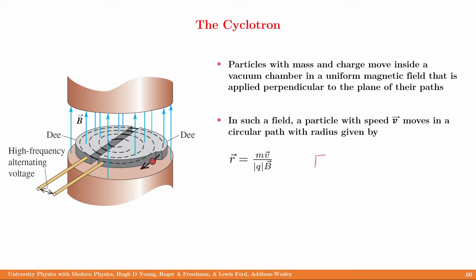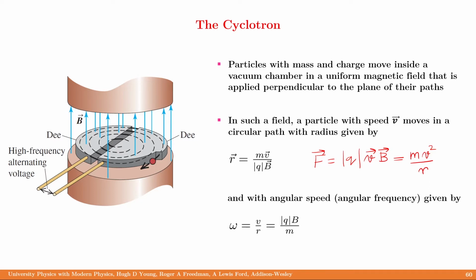To get this equation, we have equated the magnetic force on a moving charged particle, modulus qvB, and the centripetal force, mv squared over r. When we rearrange this equation, we get the radius as mv over qB. The corresponding angular frequency is given by omega equal to v over r. When we substitute for r, we get the angular frequency as equal to modulus qB over m.